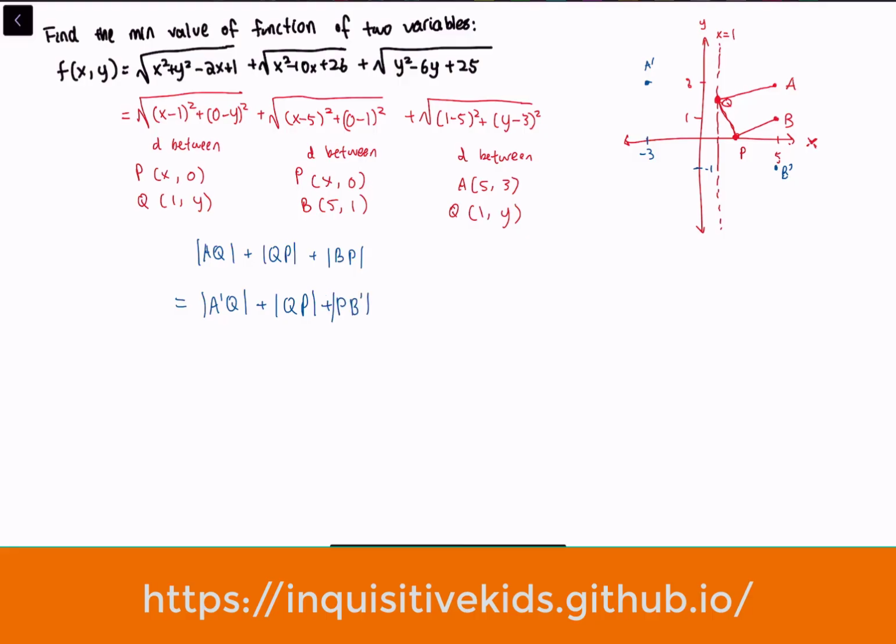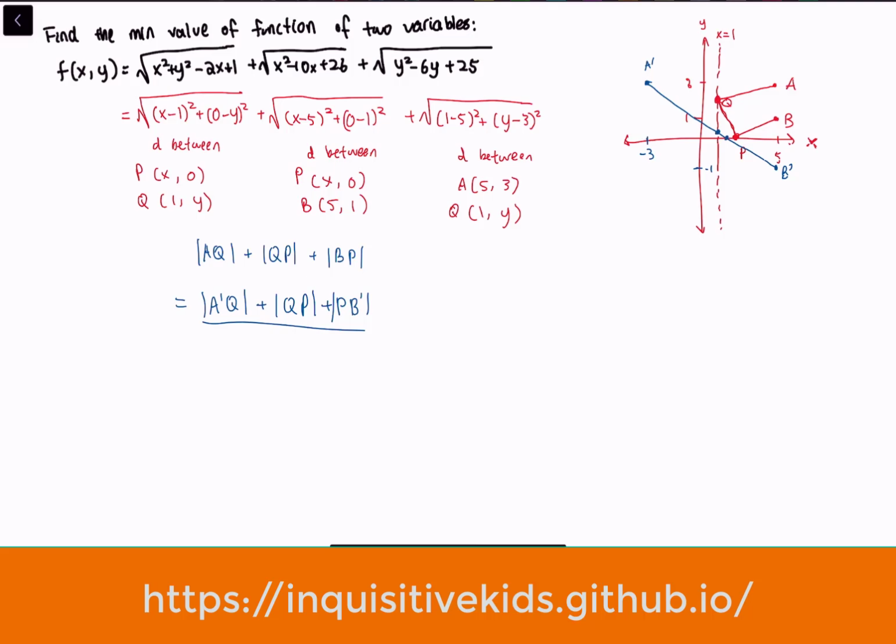Q and P are movable. That's why we're actually trying to create them. So under what circumstances would the sum be at its smallest? Well, it would be at its smallest when we have a straight line, because straight lines are always the shortest. Q would be here. It's where the straight line A prime B prime intersects the line x equals 1. P would be here. It's where the line segment A prime B prime intersects the x-axis.